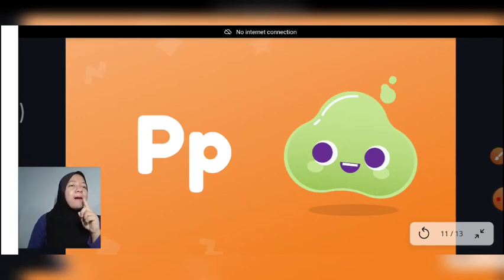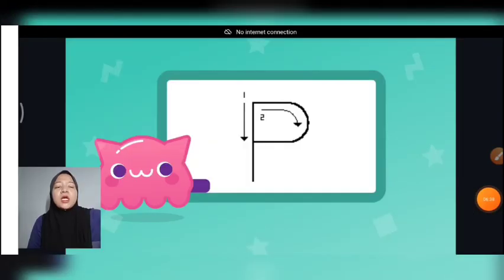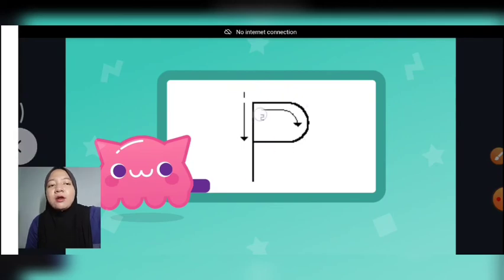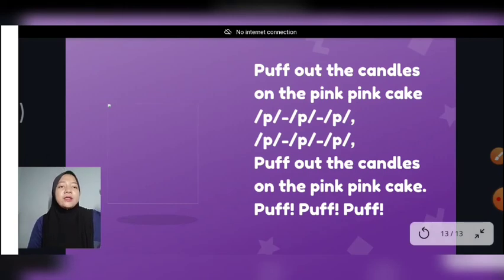Okay? So, let us see how. Okay, this is the letter P. This is the letter P. So, we do here, down to the bottom, and then half circle. One and two. One and two. Okay, easy, right? So now let us see the song for the letter P.